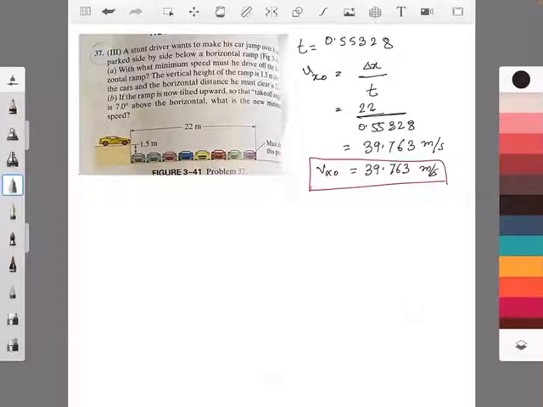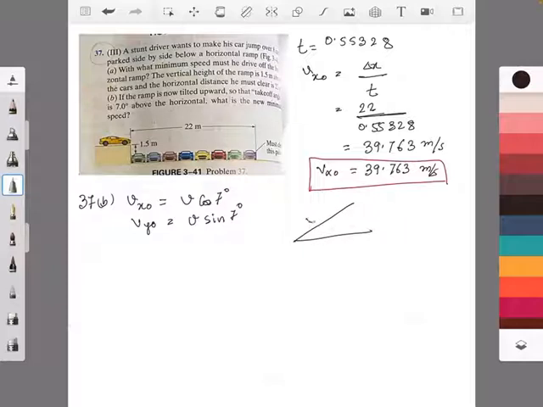So this is the remaining part of part A. Now let's head to part B, 37B. So which says Vx0 is V cos 7 degrees and Vy0 is V sin 7 degrees. Why? Because the launch angle of V is 7 degrees.